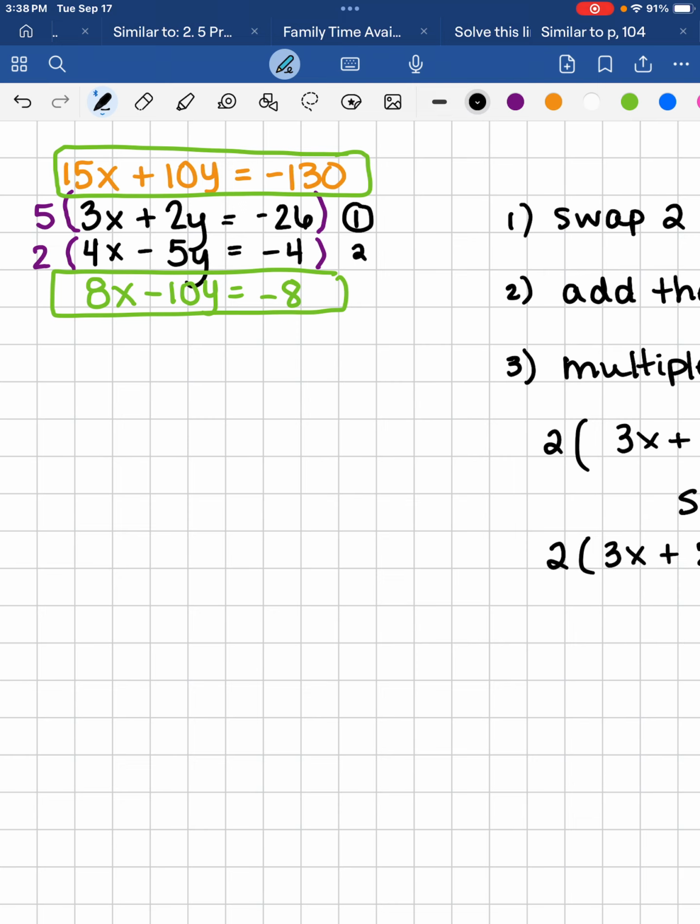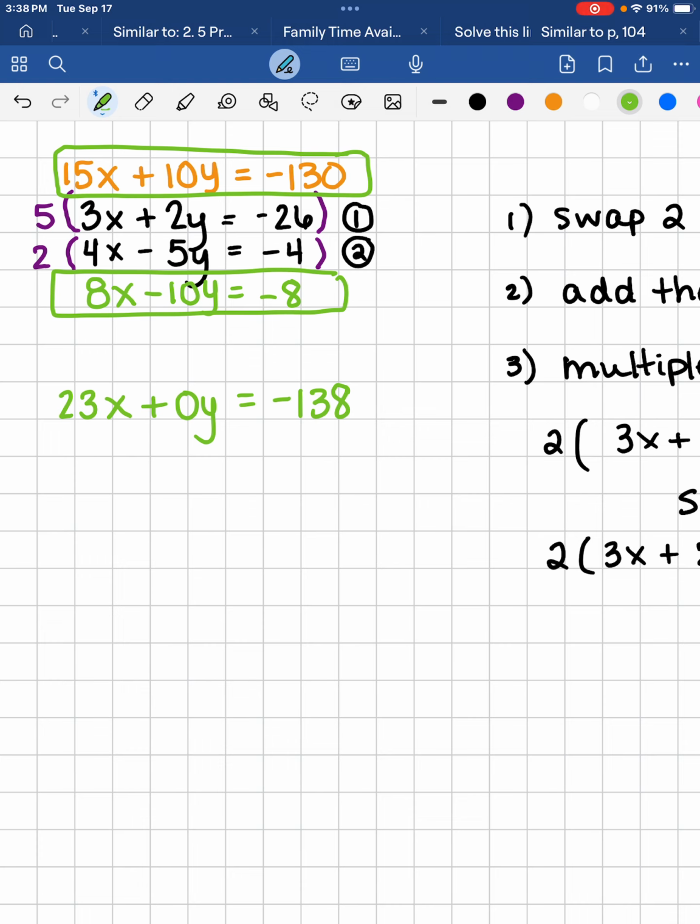I'm going to mark my original equations. That was the first one. That was the second one. All right, so now what I'm going to do is add together the two equations that are in the green boxes. So if I add 15x plus 8x, I get 23x. And if I add 10y plus negative 10y, I get 0y. And if I do negative 130 plus negative 8, I get negative 138.